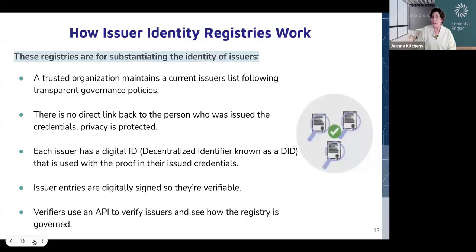So the difference between the credential registry and the issuer identity registry is important. The purpose of this identity registry is to provide cryptographic signature to actually verify the identity. And verifiers can use open APIs to verify issuers and see how the registry is governed. We can go ahead.